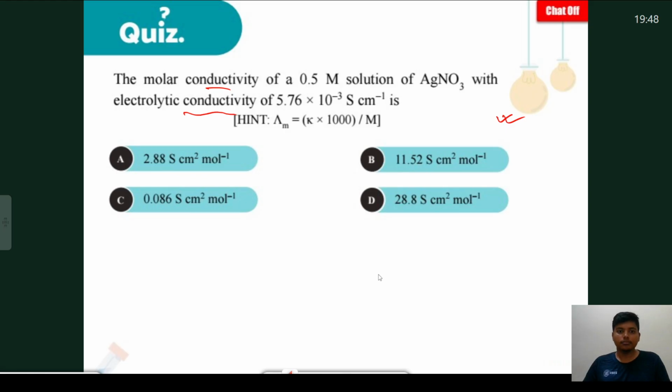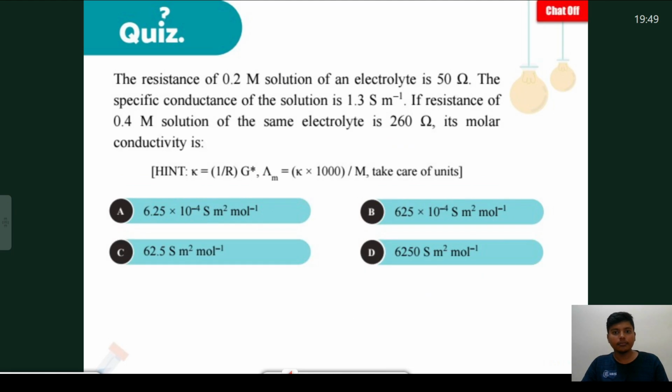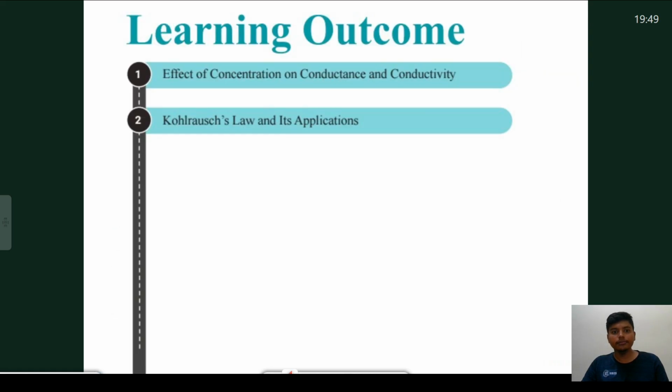Option B. So lambda m is just equal to 5.76 into 10 power minus 3 into 1000, divided by 0.5. Yes or no? So it will come around 11, that is 11.52. Okay. So these questions you do.